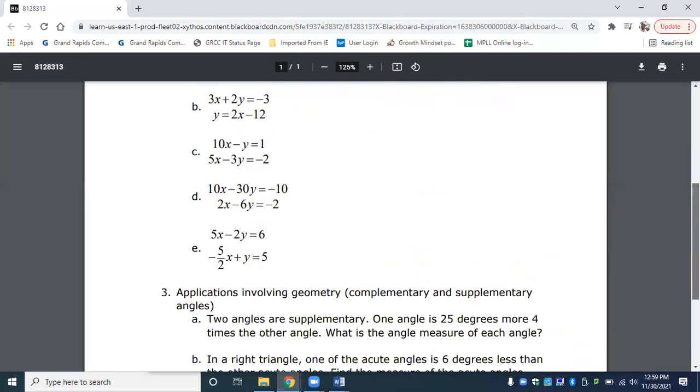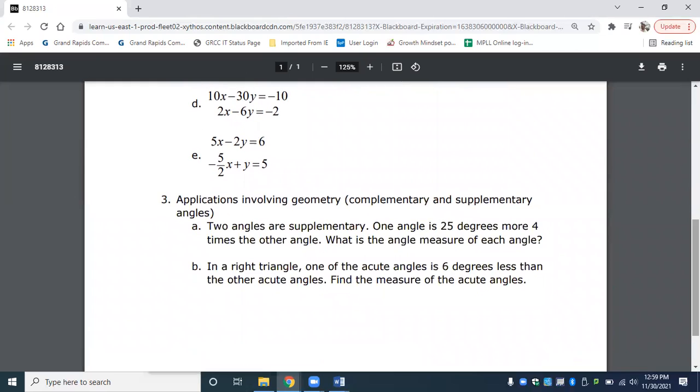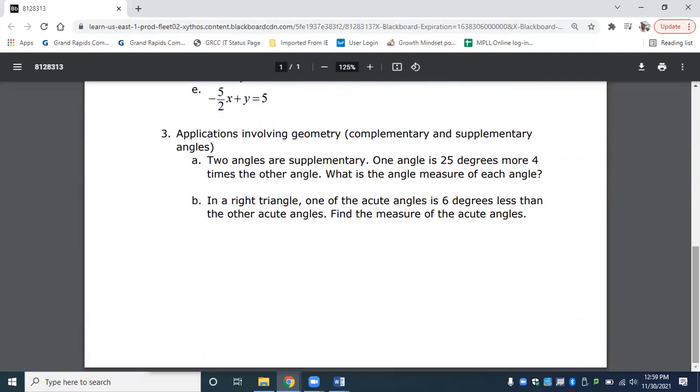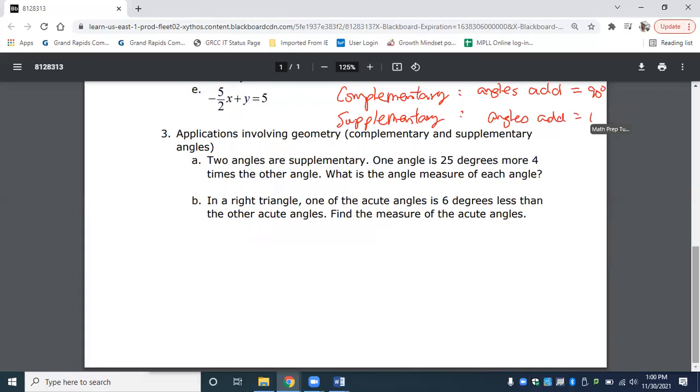Now let's look at the last two questions. These two questions involve geometry, so complementary and supplementary. So just really quick about complementary and supplementary. Complementary just means angles add equal 90 degrees, and supplementary means angles add equal 180.